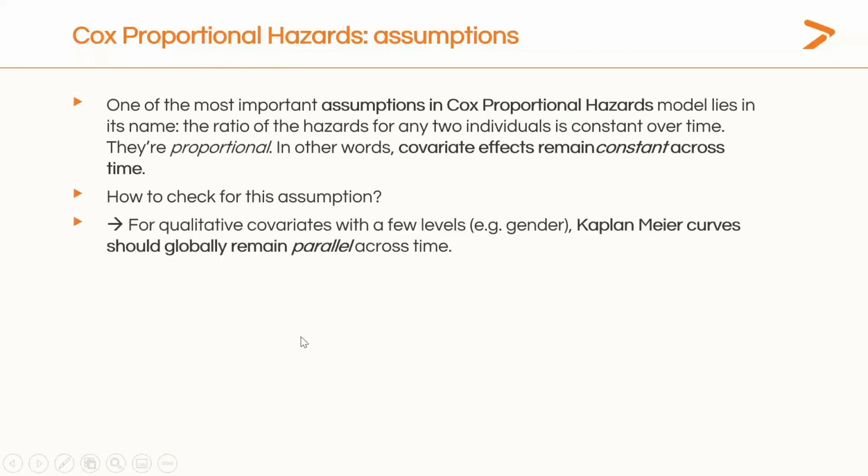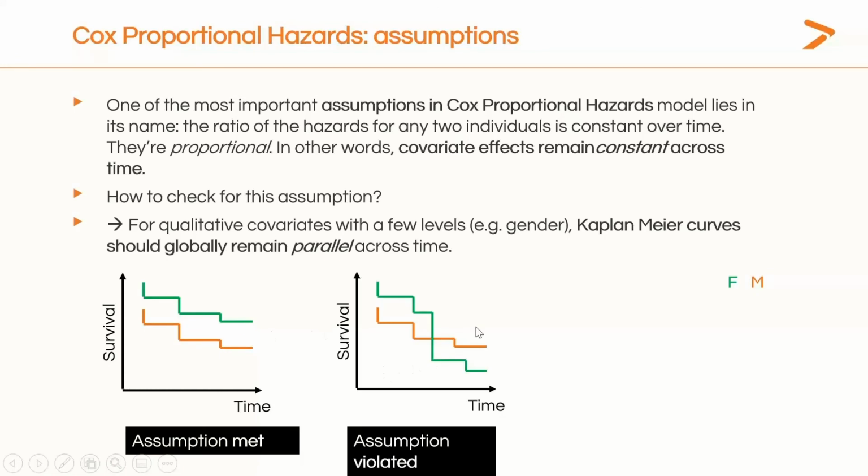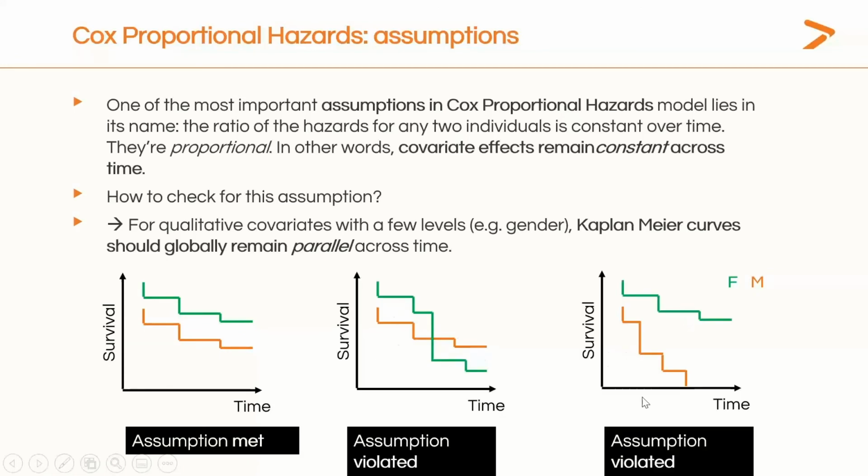So for qualitative covariates with a few levels, such as gender, you can use Kaplan-Meier curves, and they should globally remain parallel across time. So they should look like this for gender, F and M. You see, they are parallel across time. If you have something like this or something like this, the assumption is violated.